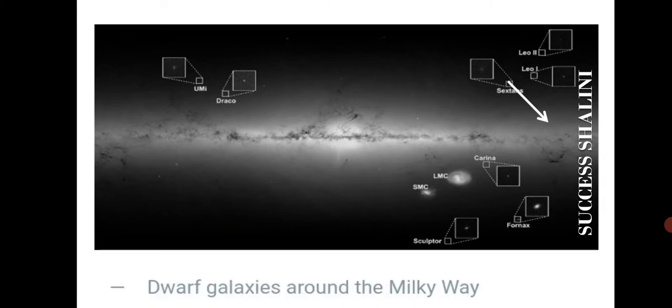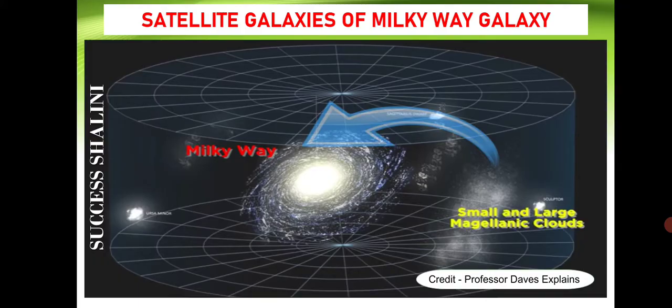Now moving ahead to the concept of satellite galaxies. Not only stars or other celestial bodies revolve around the Milky Way. There are even smaller galaxies which are moving, revolving around the orbits of our Milky Way galaxy. Out of these, the Small Magellanic Cloud and Large Magellanic Cloud are the most prominent satellite galaxies, although there are many. And the biggest satellite galaxy of our Milky Way is the Large Magellanic Cloud.